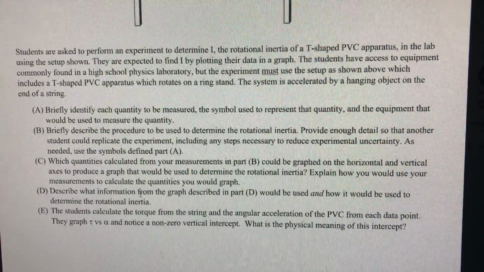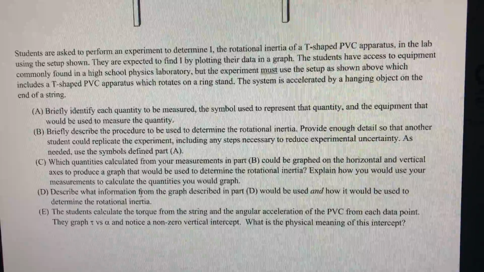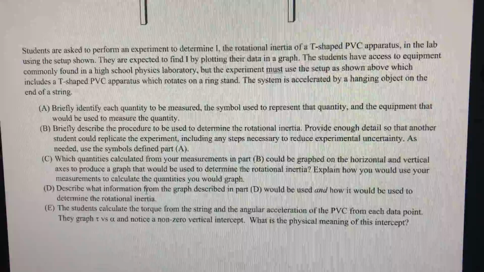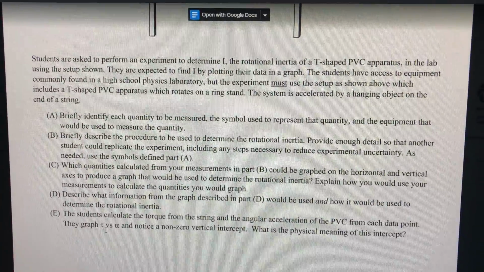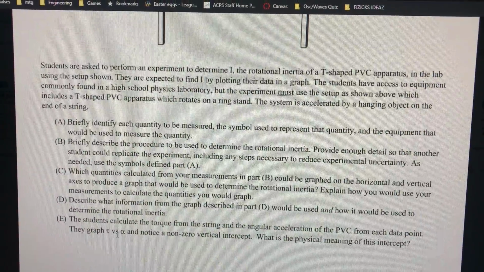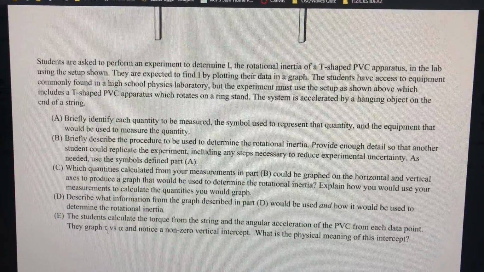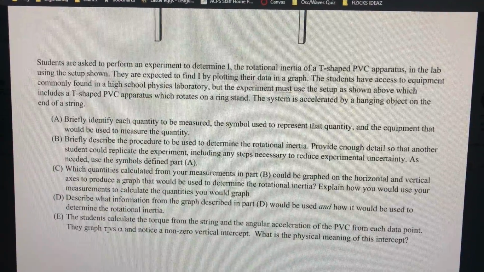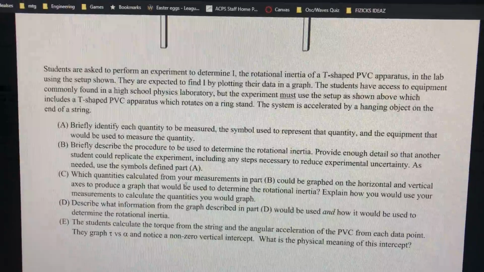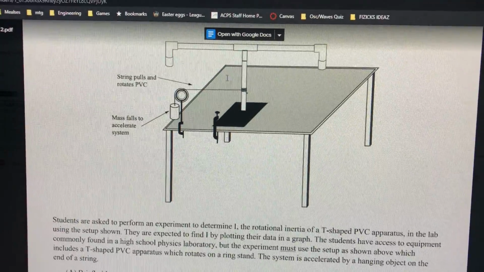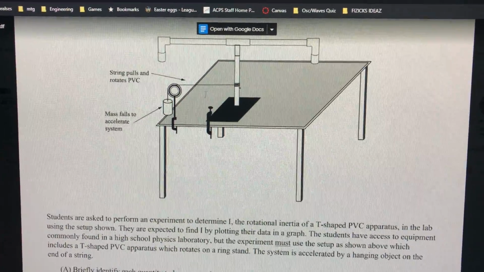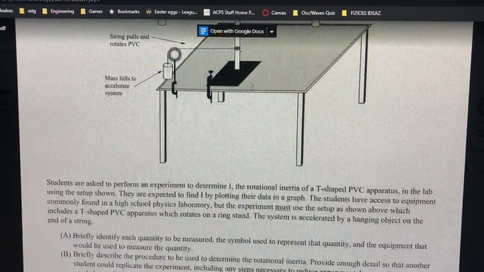Students calculate the torque from the string and the angular acceleration. They notice a non-zero vertical intercept. What is the physical meaning? Okay, so think about if you require a non-zero torque, that's your vertical, right? Torque versus acceleration. It's saying it requires a non-zero torque. It has to start above zero in order to get some acceleration. What does that mean for this? How can you explain that using this? Why do you need a positive torque above zero in order to cause some acceleration here?